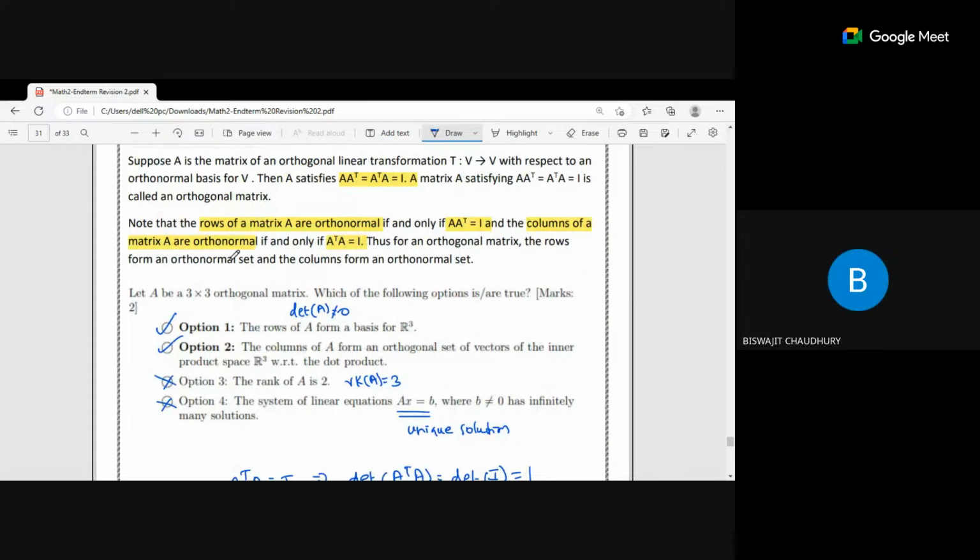If the rows and columns are not orthonormal but only orthogonal, is there any relation? In that case, it will be a diagonal matrix. So it will not be called an orthogonal matrix, right? No, it is not an orthogonal matrix.